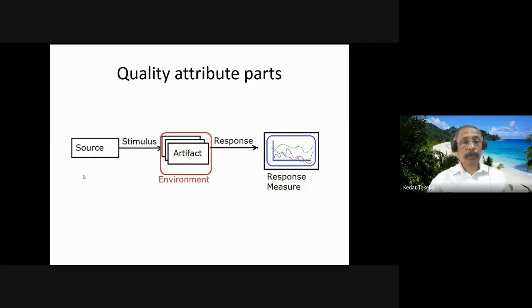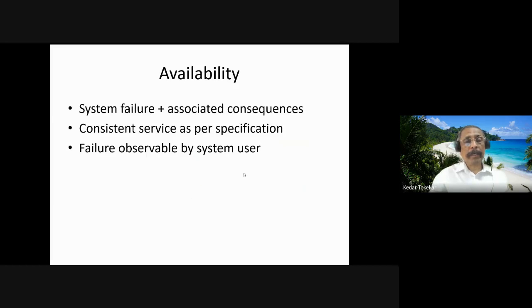Now, the source generated a stimulus for the artifact, which was in some environment, which generated some response, and there is a definite measure for measuring it. So this is what we are talking about in general as a scenario to define the quality attribute.